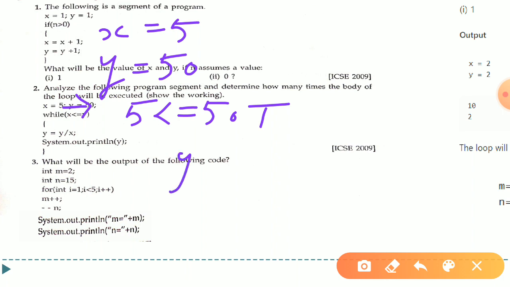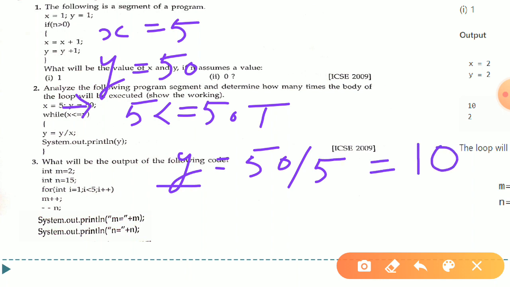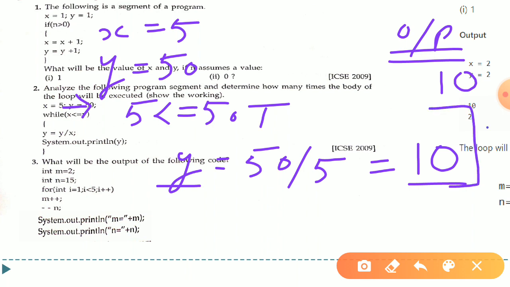Now y becomes what? y equals to y divided by x. The value of y was 50, the value of x was 5, so this is going to give you 10. So the value of y becomes 10. Now System.out.println(y), you are having the output over here. So on the output screen you will be getting this 10. Getting the point? Now for this, your loop has been executed one time.